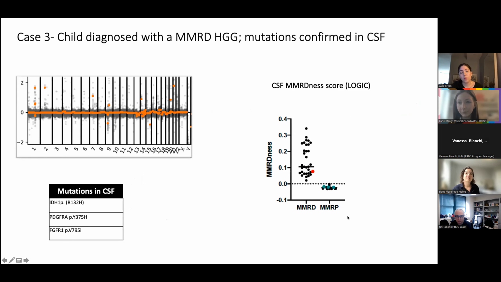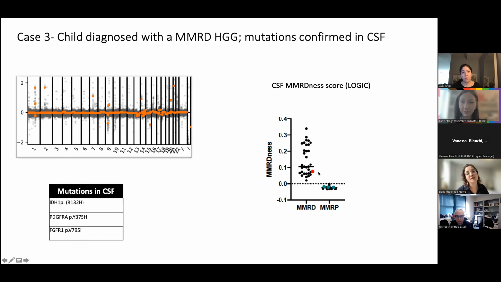And in this last case that I want to show you, another high-grade glioma patient with mutations that were present in the tumor confirmed in the CSF with also alterations in the copy number profile. For this patient, we additionally are starting to implement our logic tool, which Lucy mentioned briefly in the beginning. And the logic tool can identify a score which will predict MMRD, basically. And we've used this previously in tumor tissues, and now we're currently developing it so that we're able to detect these levels in the liquid biopsy as well.